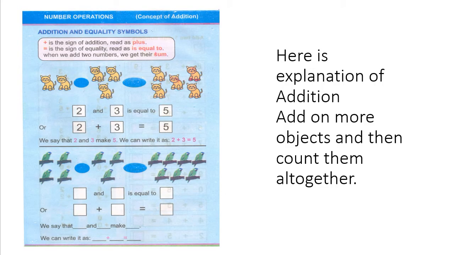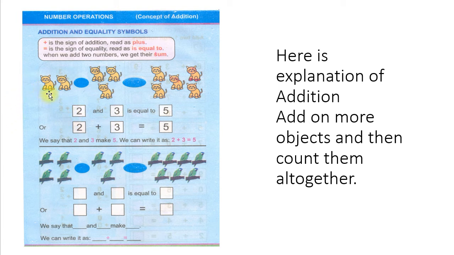Okay, here's one activity from your maths book, page number 51. Addition and equality symbols. Plus is the sign of addition, read as plus. Equal to is the sign of equality, read as is equal to. When we add two numbers, we get their sum. I have already explained these things to you. Now let's do the explanation of this activity.